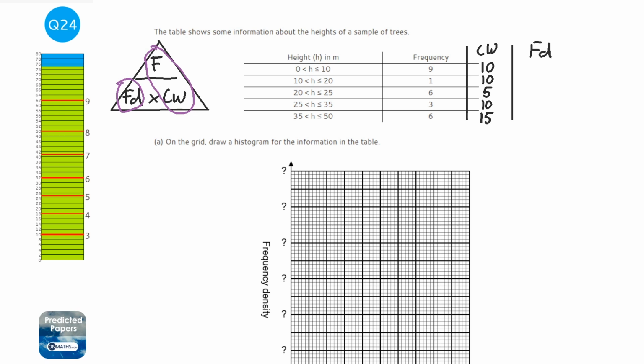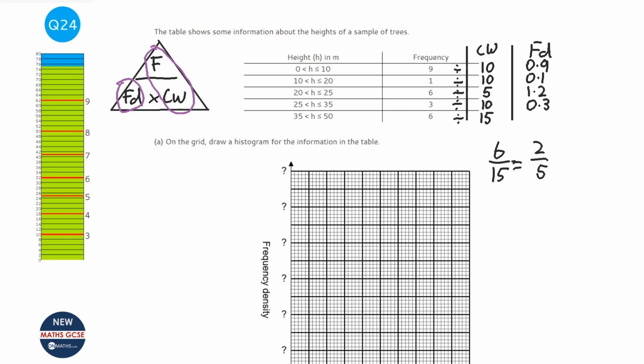Now the frequency density is the frequency according to the triangle divided by the class width. I want to divide these. Okay, so we've got 9 divided by 10, which will be 0.9. 1 divided by 10, which is 0.1. 6 divided by 5, well, that's 1.2. 3 divided by 10, which is 0.3. And 6 divided by 15. Well, if I've got a calculator, it's easy, but here I can divide top and bottom by 3, so that's 2 over 5. So that's 2/5, which is 0.4.